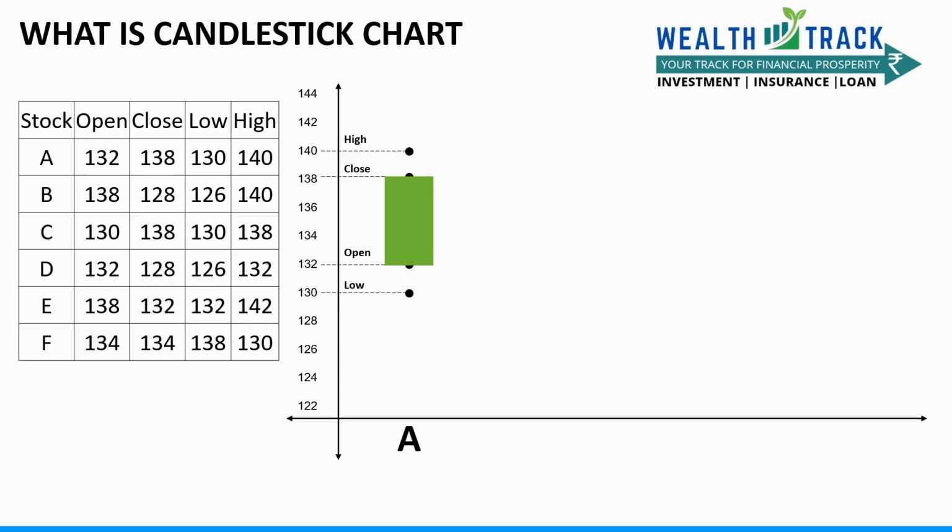Now I connect my highest point with the closing price with a straight line. And similarly, I connect my opening price with the lowest point with a straight line. And as a result, I get a candlestick chart. So as I told, the candle, or in other words, the body of the chart, is the gap between the opening price and closing price. And then the wick or the shadow is nothing but the straight line which is drawn from the opening price to the highest price or closing price to the highest price.